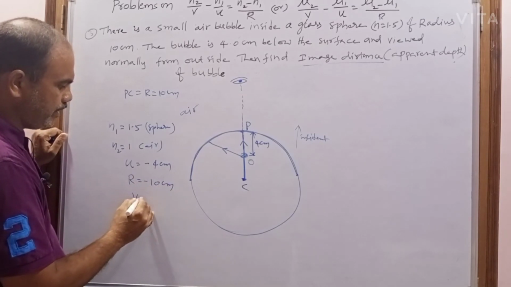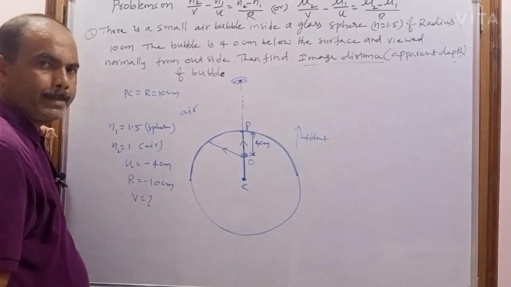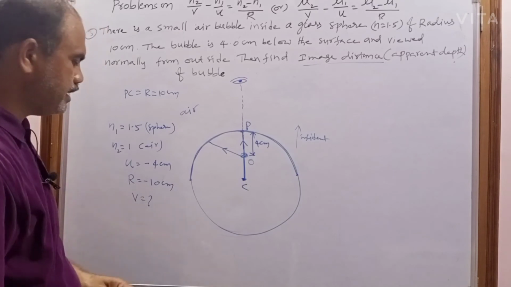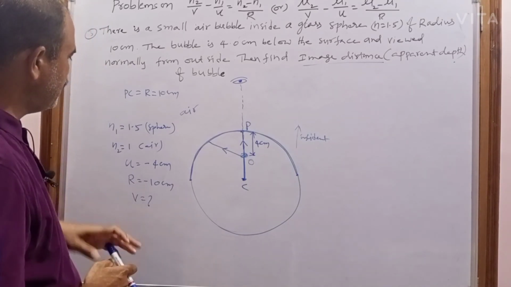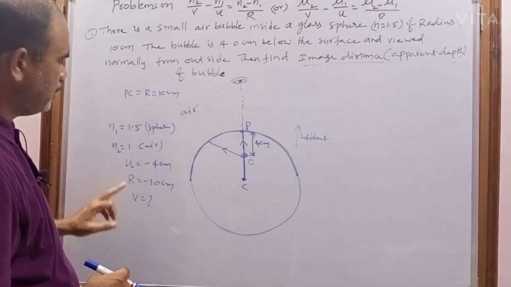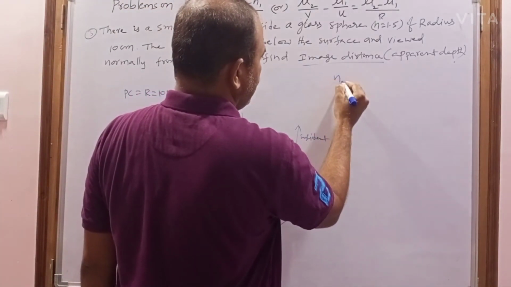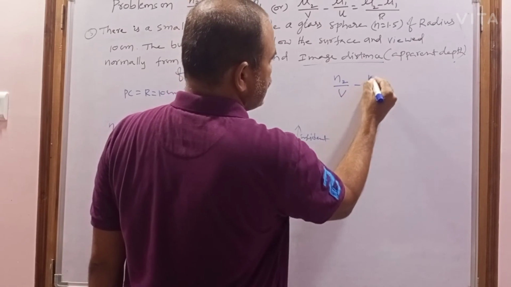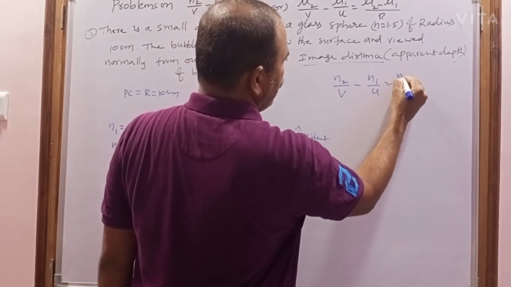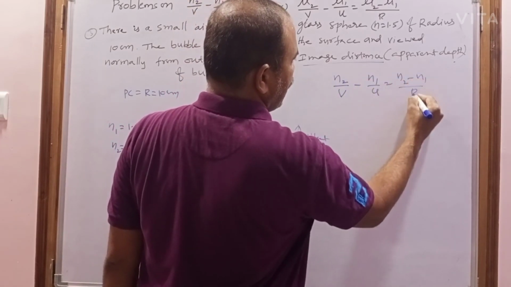So then you have to find the image distance, that is v. To calculate v, we know n1, we know n2, we know u, we know r. So which formula? The refraction formula. So what is the refraction formula? n2 by v minus n1 by u equals n2 minus n1 by r.